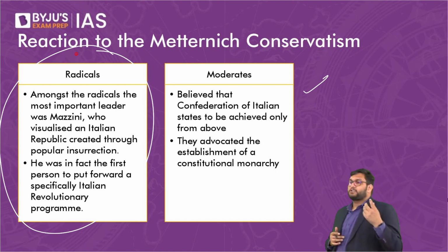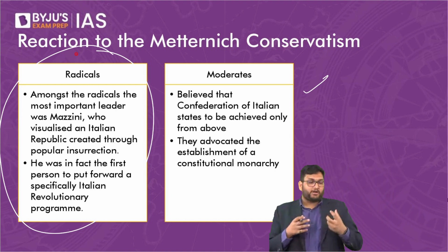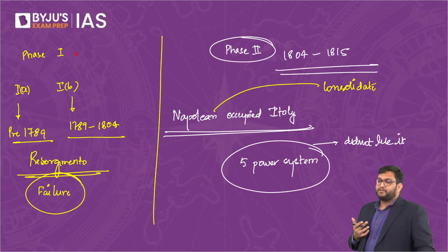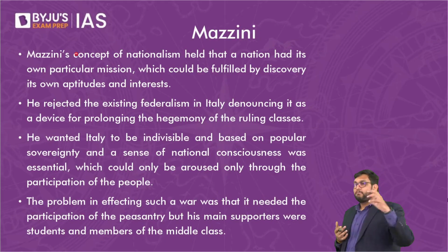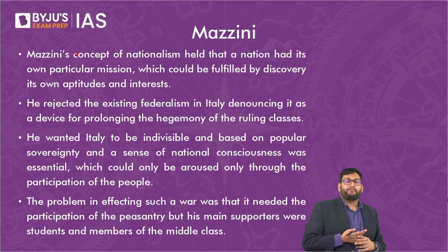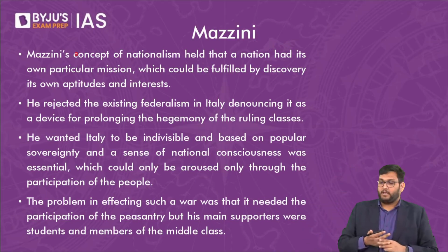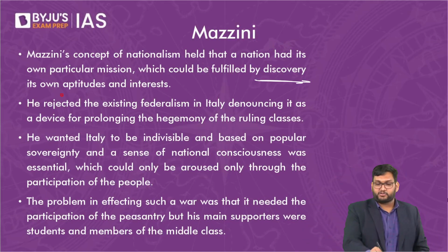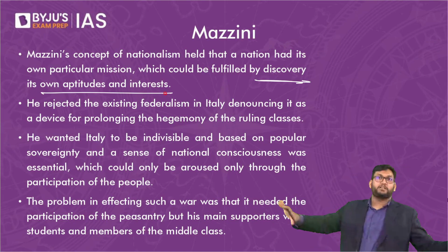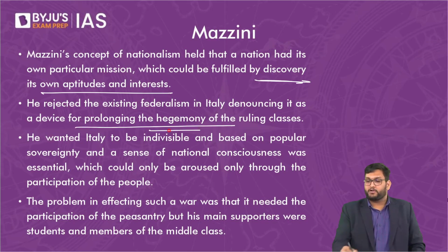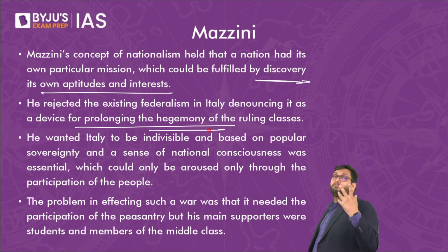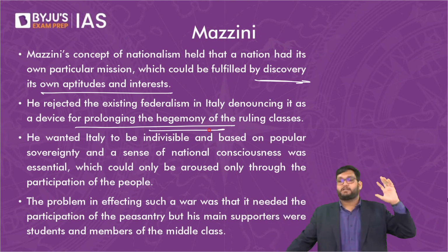Mazzini now talked about a Republic of Italy. He talked about a revolutionary program which will take Italy forward. And how is Mazzini so significant? Because Mazzini had a very sophisticated understanding of nationalism. He said that every nation has a particular mission and it has to discover its own aptitude and interest. He said that this federalism, which is the division of Italy, is to basically prolong the hegemony of the ruling classes. Now, try to understand that he's using very big words. He's using the Gramscian concept of hegemony.